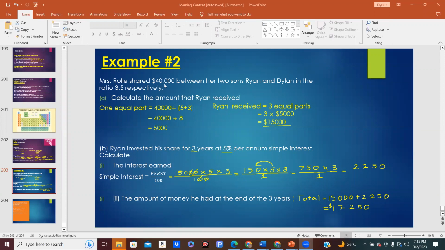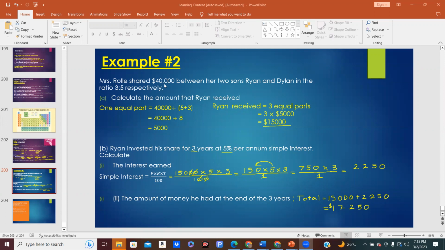Okay, so after you find one equal part, you have to find out what Ryan received. So you would have to multiply 3 times 5,000. When you multiply that, you will get 15,000. Good. Okay, I have to read what B says, right? Yes, go ahead. Ryan invested his share for 3 years at 5% per annum, simple interest. Calculate the interest earned.